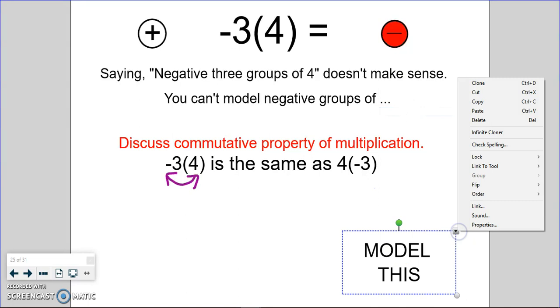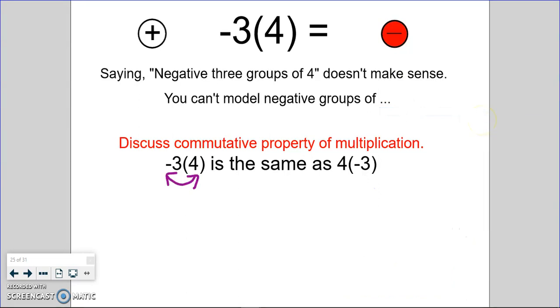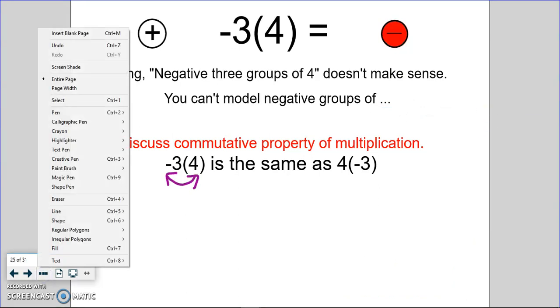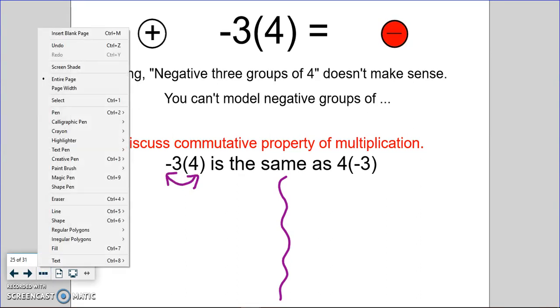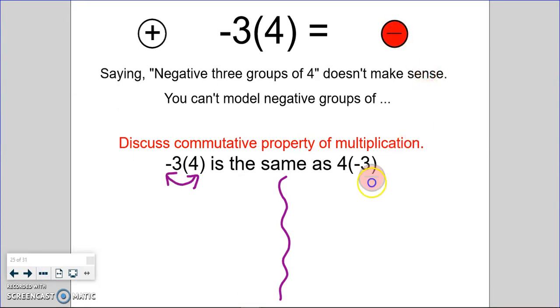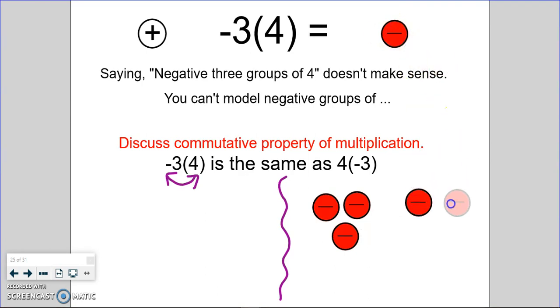And we're going to start by modeling that like we did last time as well. So I'm going to split my screen in half, down the middle, and I'm going to start with 4 groups of -3. So I will use those negative chips, or circles, whatever you want to call them. I want 3 in a group, and I want 4 groups of -3.